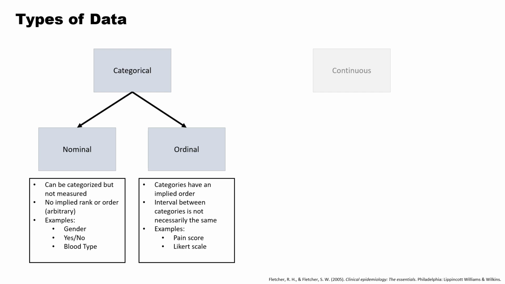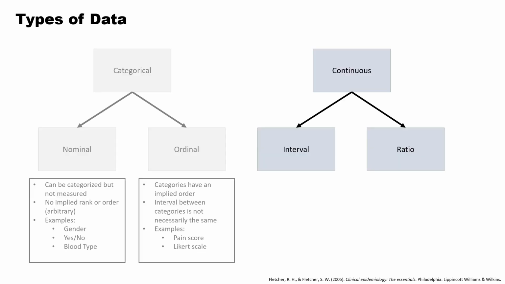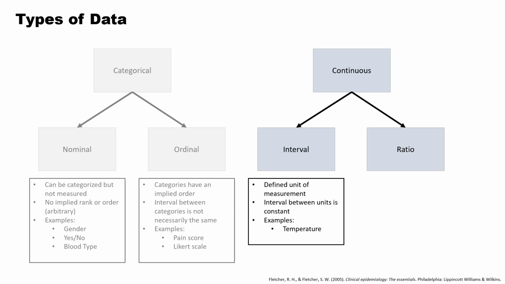In terms of a pain score, someone who has a pain score of 2 is not necessarily twice as much as a pain score of 1, and the interval between a 1 and a 2 for a person might be different than that between a 6 and a 7. So the alternative to categorical data are continuous data, and these can be subdivided into interval or ratio data.